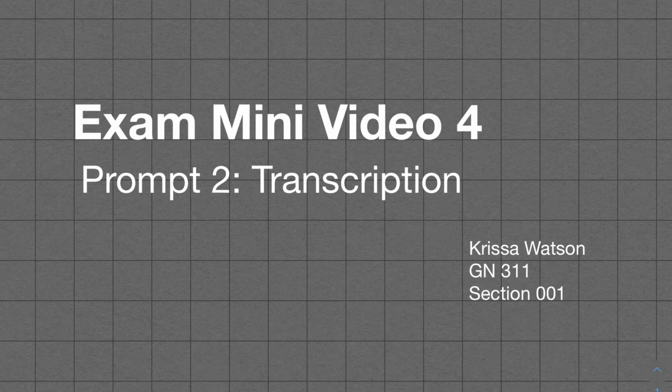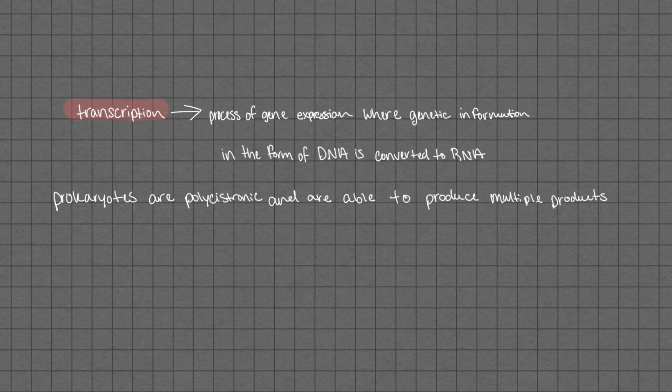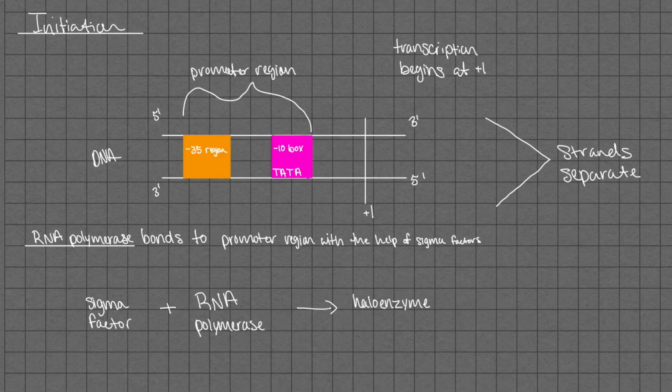The process of transcription. Transcription is the process of gene expression where genetic information in the form of DNA is converted to RNA. Prokaryotes are polycistronic, which means that they have one RNA coding region that can produce multiple proteins. The first part of transcription is initiation.